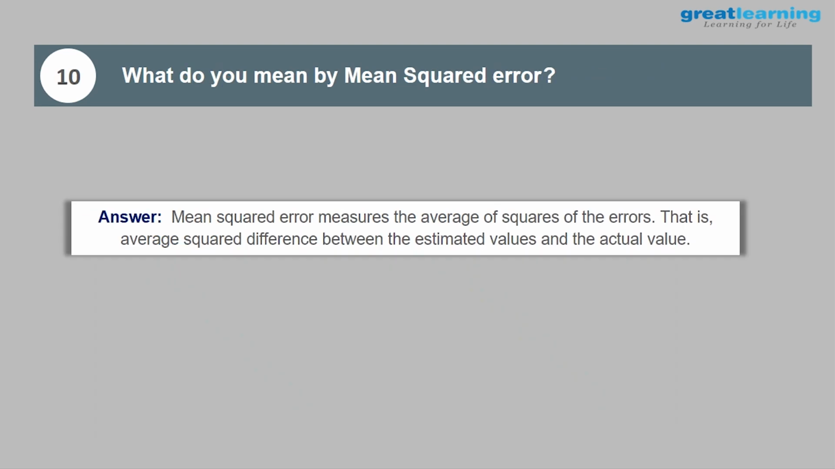Now let's have a look at what you mean by mean squared error. Basically, mean squared error measures the average of the squares of the errors, that is, the average squared difference between the estimated values and the actual values.